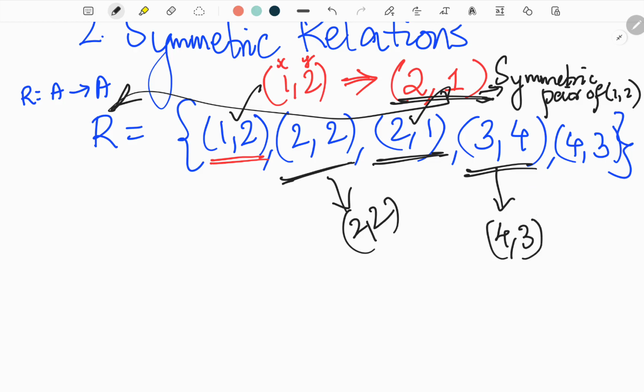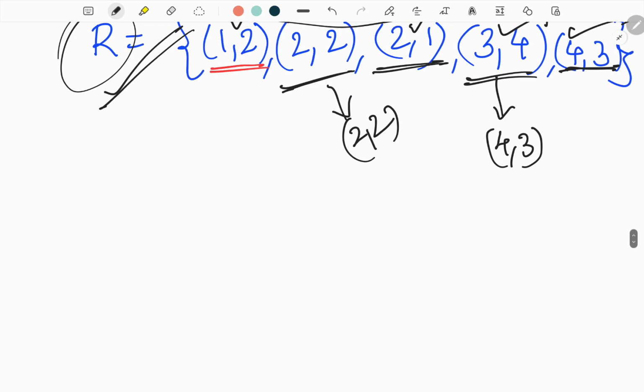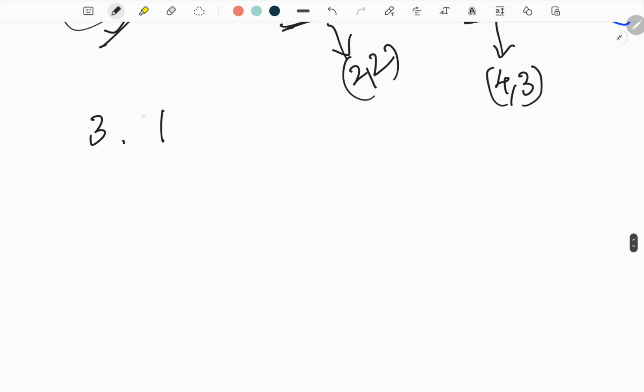So you are interchanging the x and y value. And yes, you can see 4, 3 is also present. So this is also present in the relation. So since all the symmetric pairs for all the elements are present, this relation R, which I have written here, is a symmetric relation. The third one is transitive relation.